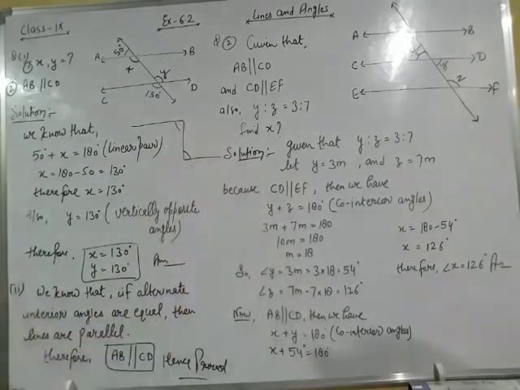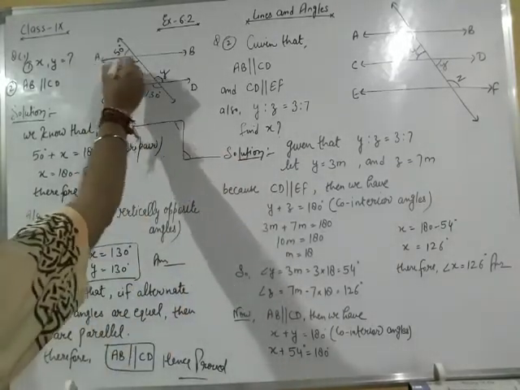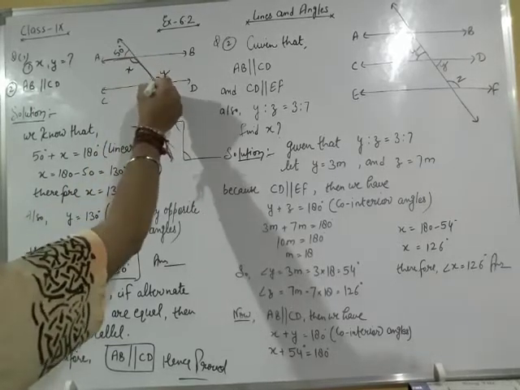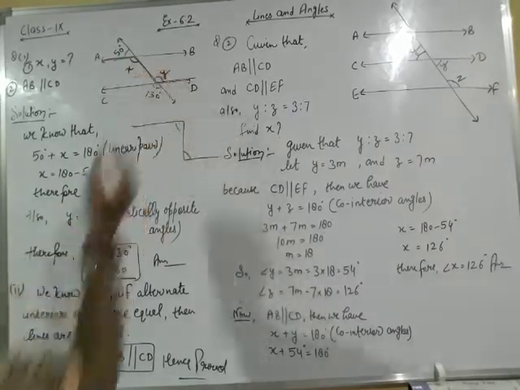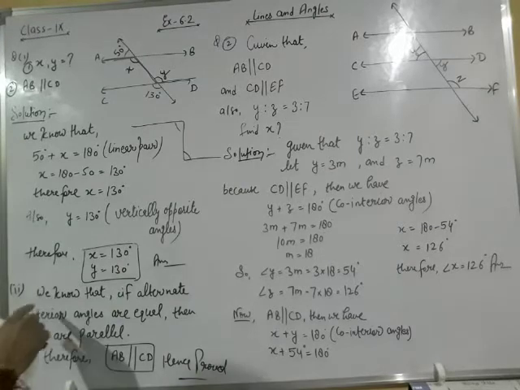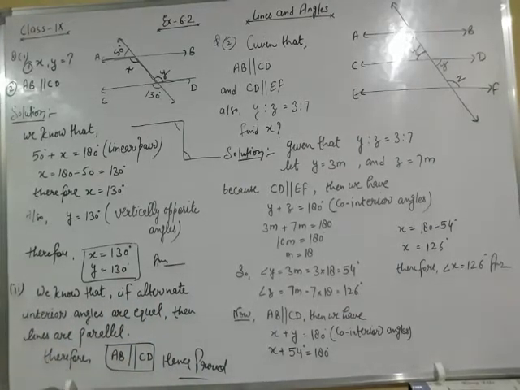So these angles are alternate interior angles. This forms a Z. So angle X and angle Y are alternate interior angles. We know that if alternate interior angles are equal, then the lines are parallel. Therefore, line AB is parallel to line CD, hence proved.